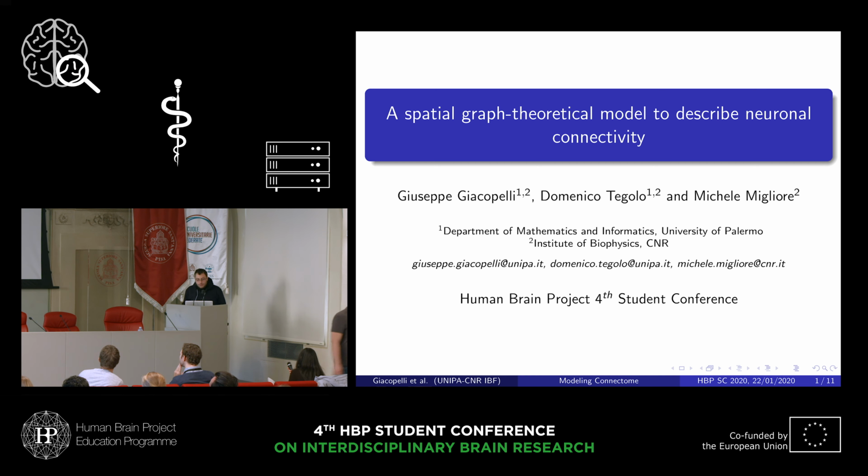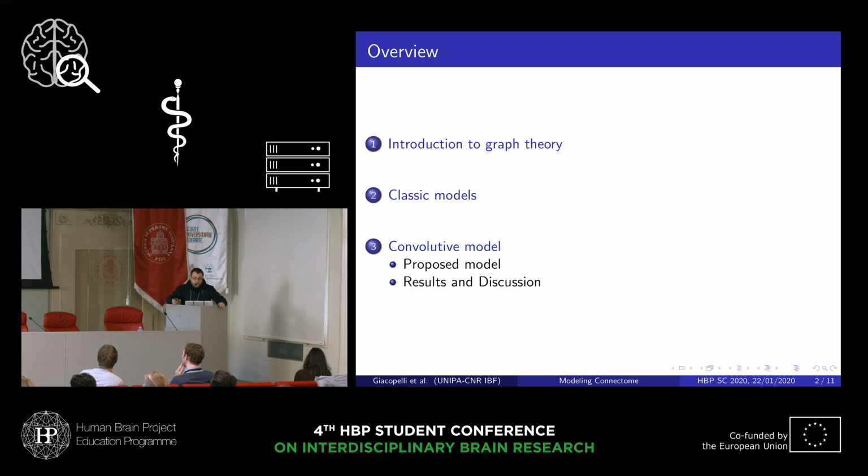Okay, good morning. Today we will talk about a spatial graph theoretical model to describe neuronal connectivity. First of all, we will make an introduction to graph theory. In second instance, we will talk about two classic models. And in the end, we will propose a theoretical framework able to reproduce experimental findings.